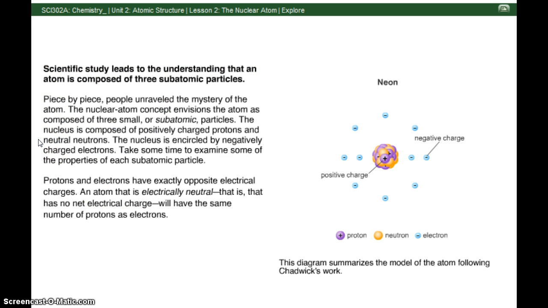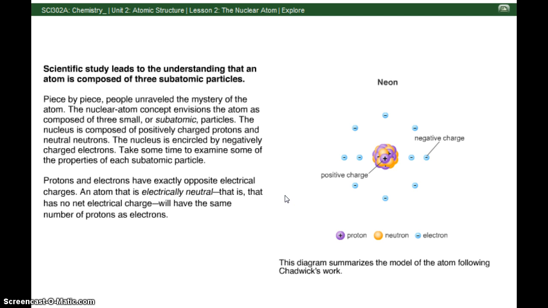The nucleus is composed of positively charged protons and neutral neutrons. The nucleus is encircled by negatively charged electrons. Take some time to examine some of the properties of each subatomic particle. So again, electrons are negative. You need to know that. Protons are positive. You got to know it. Neutrons are neutral.